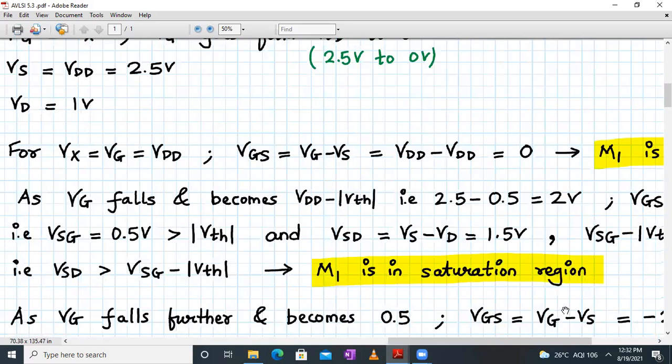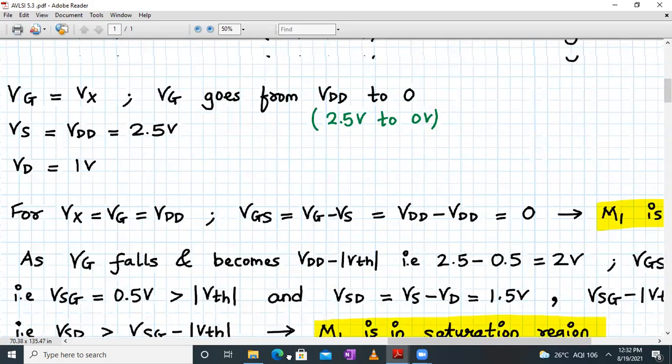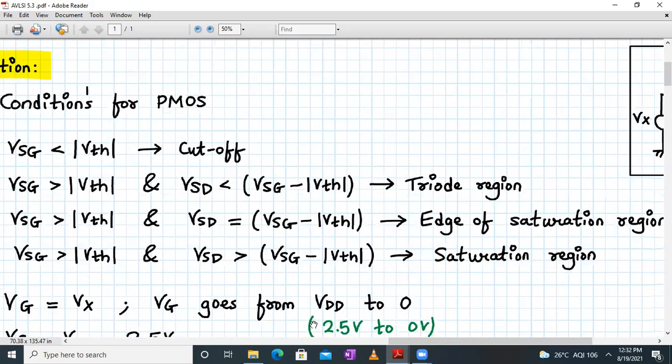Are you all following what is happening? So here both the conditions are satisfied. My VSG is equal to mod of VTH, which is 0.5, and VSD is greater than VSG minus mod of VTH. Since both the conditions are satisfied for my PMOS transistor, my M1 is in saturation. So you need to check these conditions. You can take a print screen of these conditions for the PMOS device.